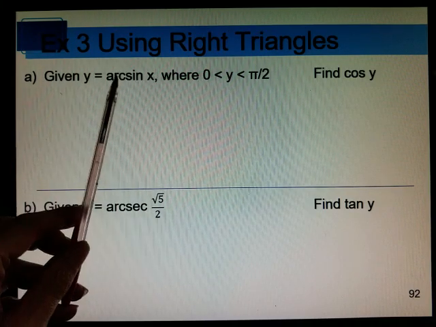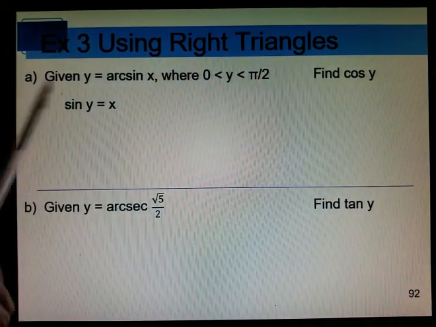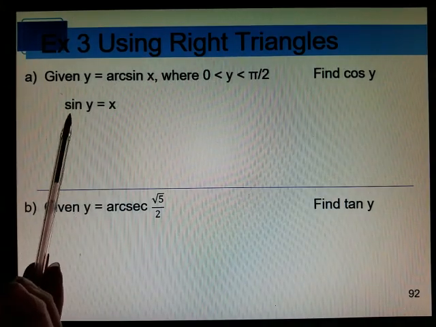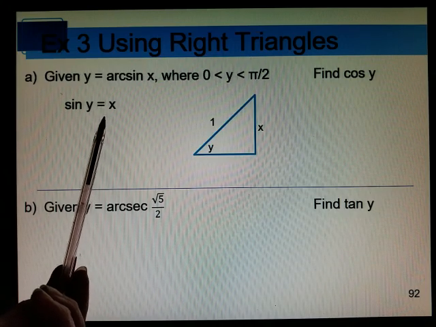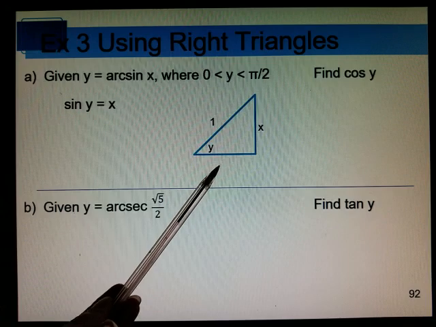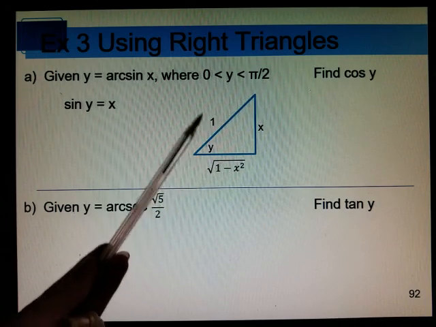All right, given y equals the arc sine of x, find the cosine of y. So this tells me the sine of y equals x. The sine of some angle equals x. So the sine of some angle is the opposite over hypotenuse. Pythagorean theorem. Now I want the cosine of this angle.